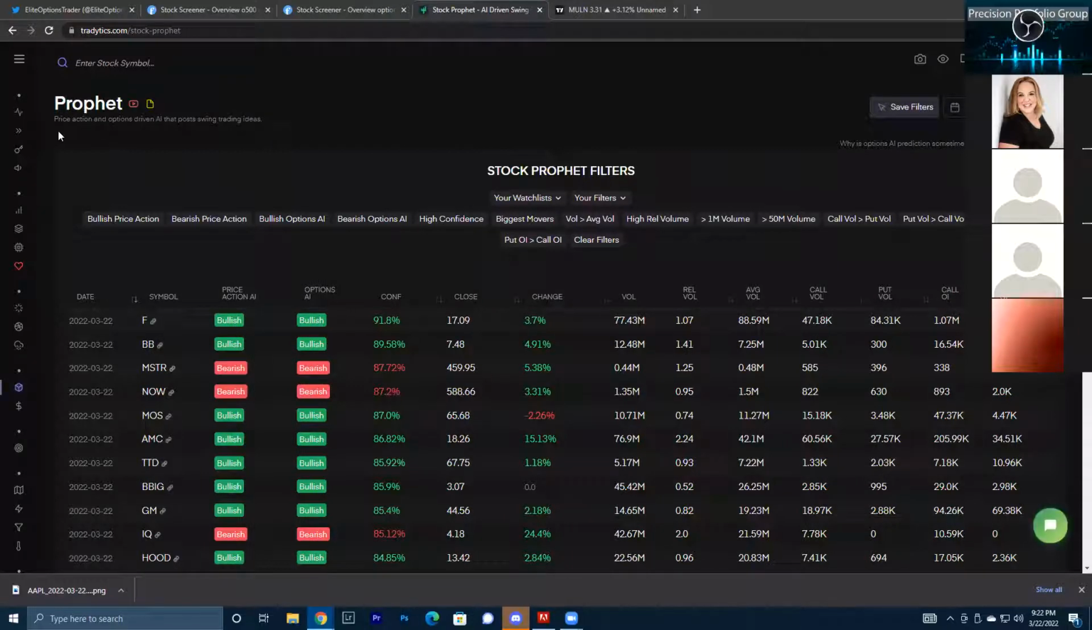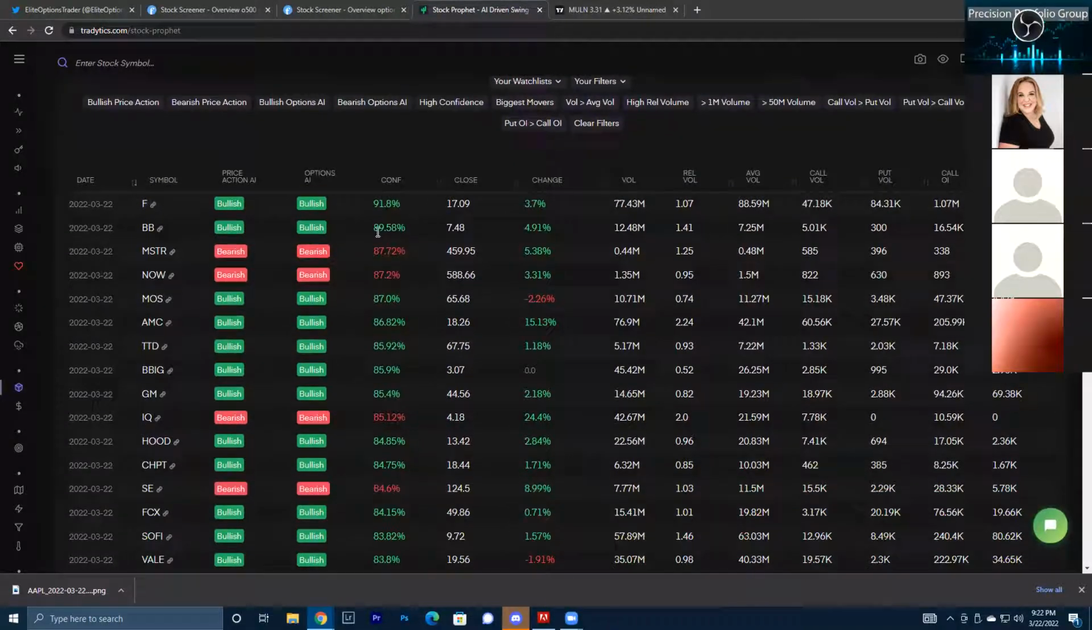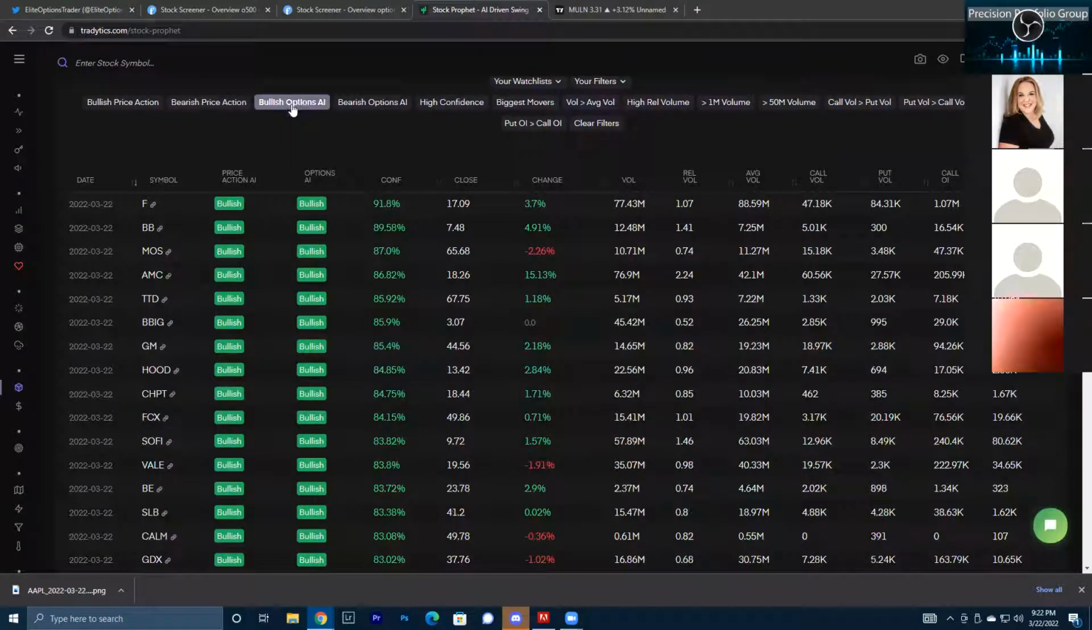So Profit is basically a price action and options driven AI that posts swings and trade ideas. I love Profit because usually it takes a day or two for whatever you see here to manifest. And I did play this earlier this morning just to test something out. I checked out F, and it's a 91% confidence that F will hit whatever. Let's see what day they had.